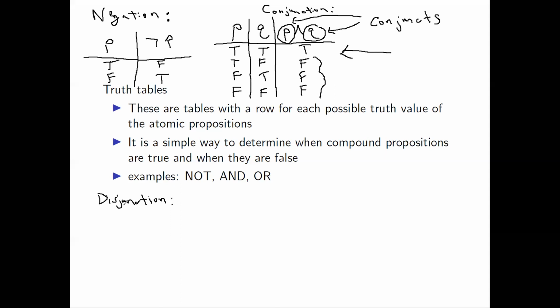Now this truth table will have the same number of rows as the truth table for the conjunction, and the same number of columns. We'll have columns for P and Q, and then we'll have a column for P or Q. And we consider all the possibilities for the atomic propositions P and Q. So we'll list them out again. They can either both be true. We can have P true and Q false. We can have P false and Q true. Or we can have them both be false.